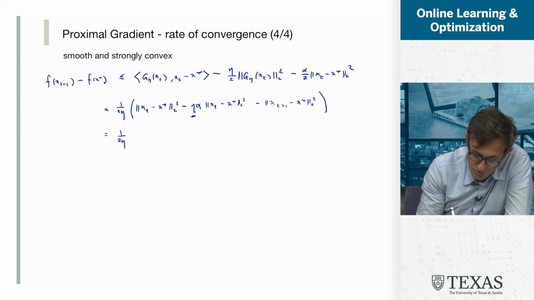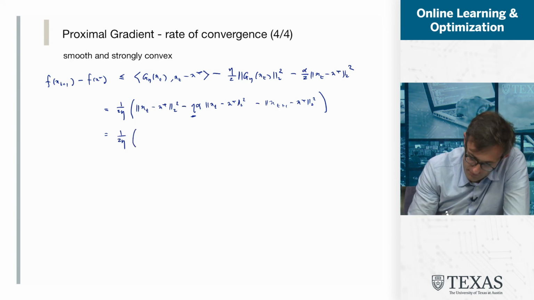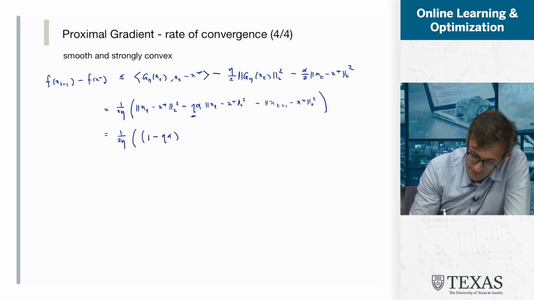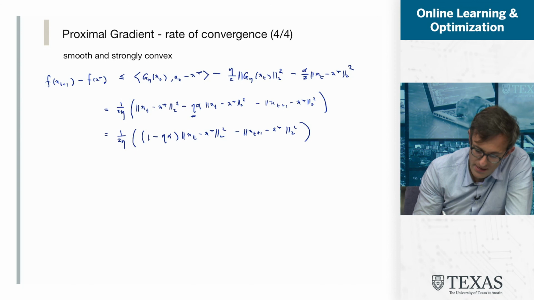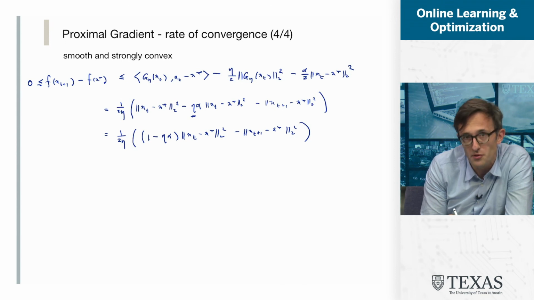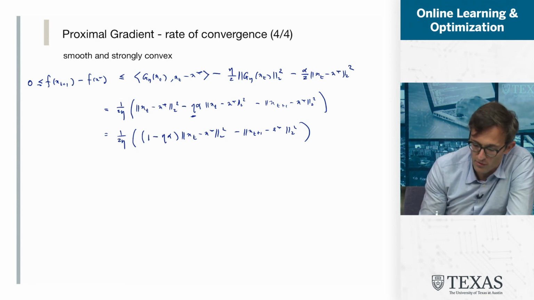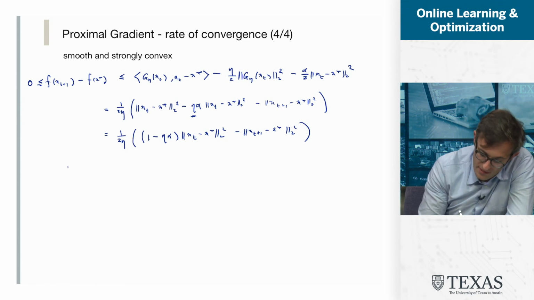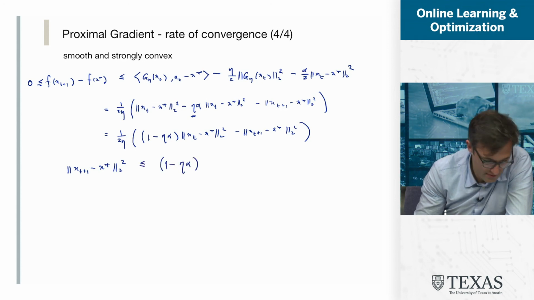1 over 2 eta times eta alpha is my alpha over 2. This is equal to 1 over 2 eta times 1 minus eta alpha times xt minus x star squared minus xt plus 1 minus x star squared. And note that the left-hand side is actually greater than or equal to 0, because f of xt plus 1 minus the optimal solution is always going to be greater than or equal to 0. So in that case, I can bring xt plus 1 over to the left, multiplying by 2 eta to get rid of that, and I get xt plus 1 minus x star squared is less than or equal to 1 minus eta alpha times xt minus x star squared.